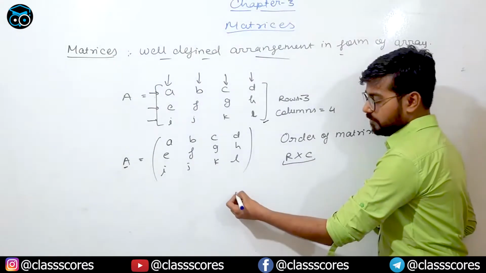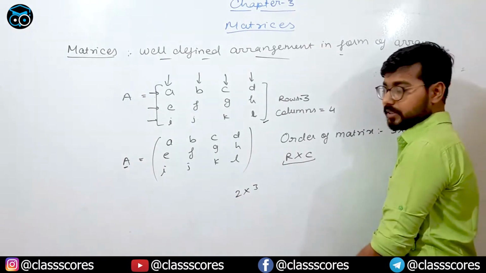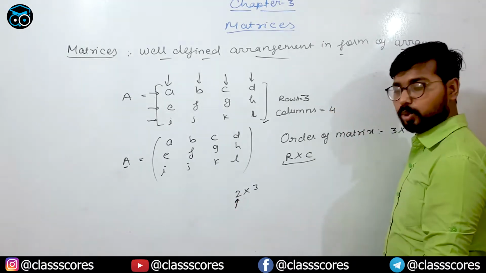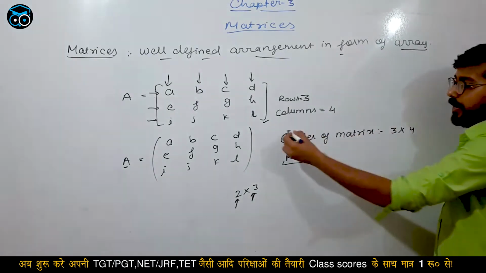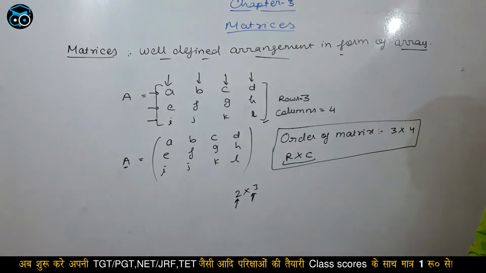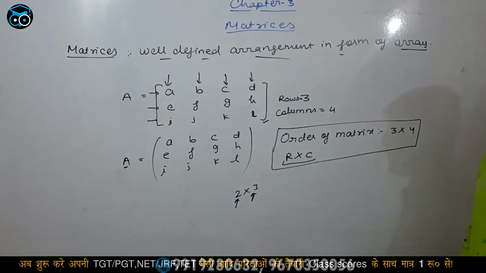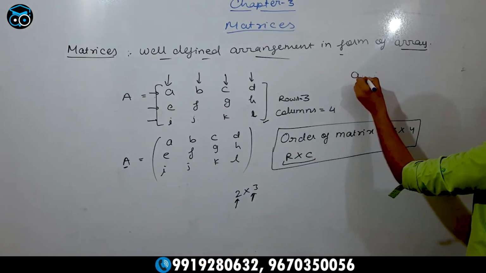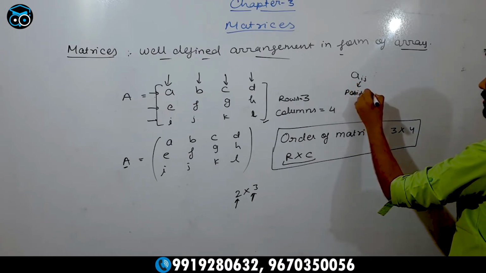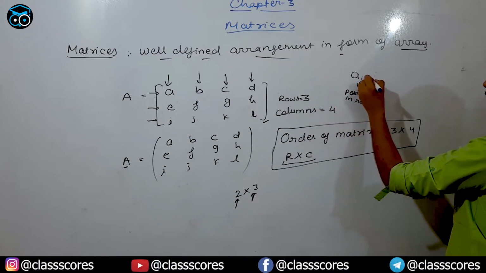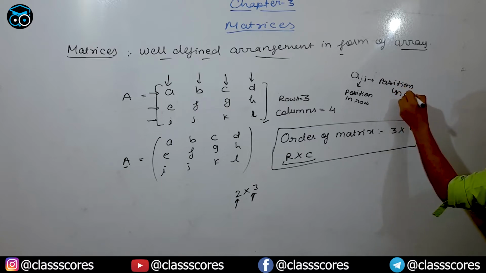Always remember, when someone says a 2 by 3 matrix or a matrix of order 2 by 3, it means our matrix contains 2 rows and 3 columns. It basically represents the order of the matrix. Clear? Now, if you have to represent any element from this matrix, then you can represent it by a_ij, where i is the position in row and j is the position in column.